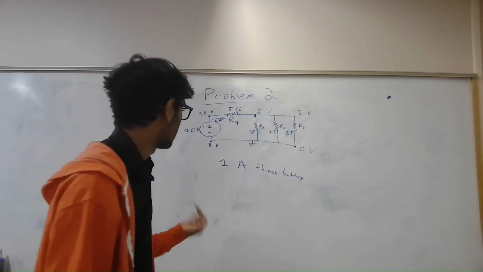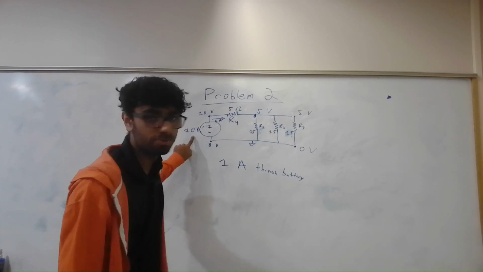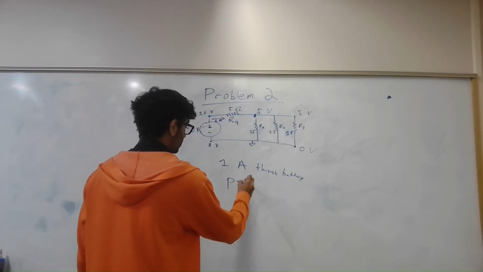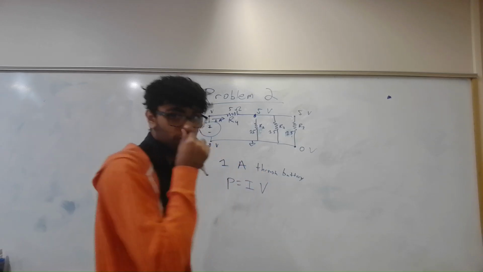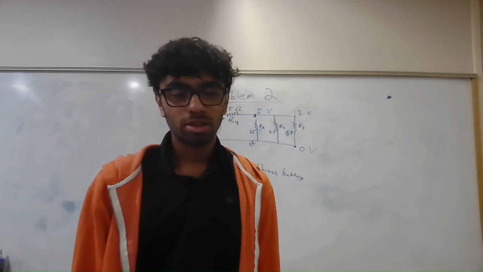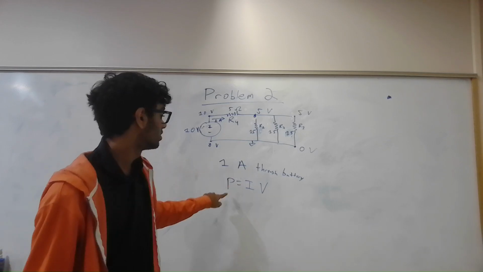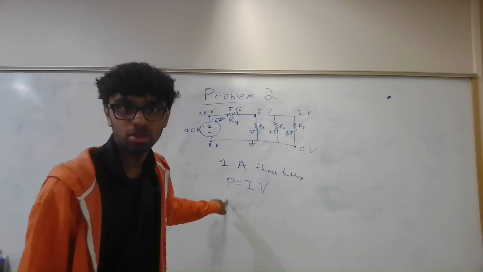So how much power does the battery supply? Well, it's a 10-volt battery with 1 amp of current. P, power, equals IV. Therefore, the battery supplies 10 watts. 10 times 1, 10 watts of power. Okay?